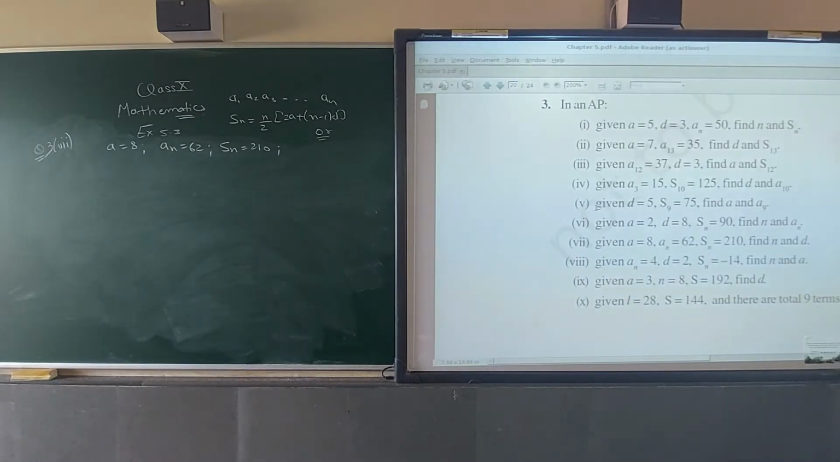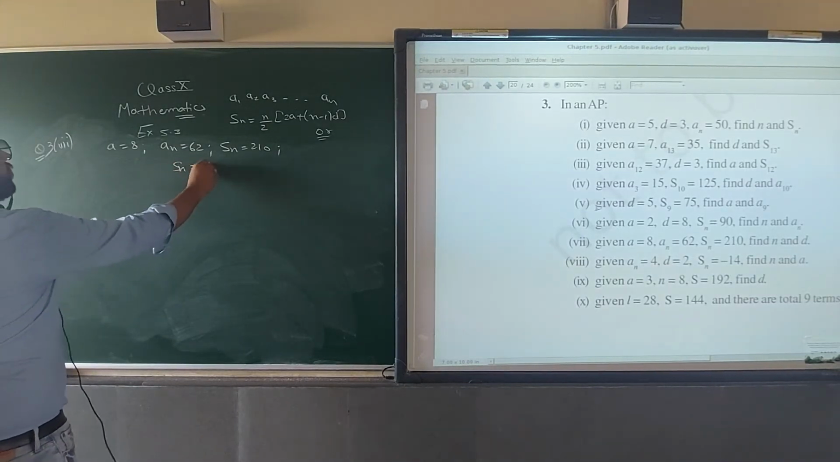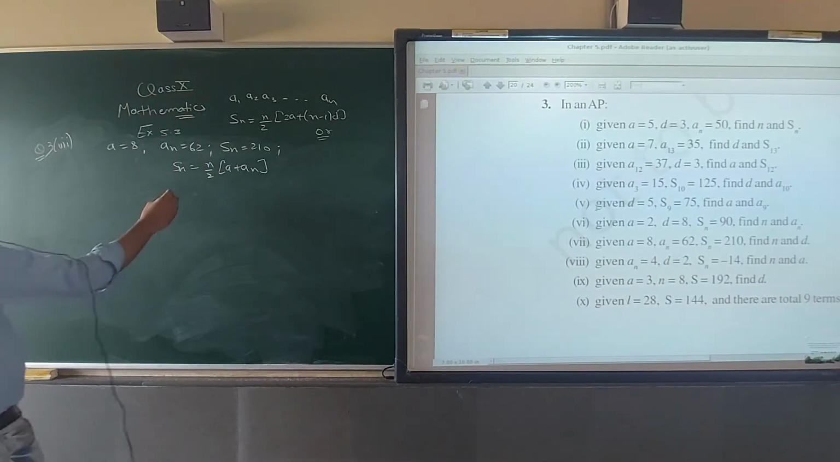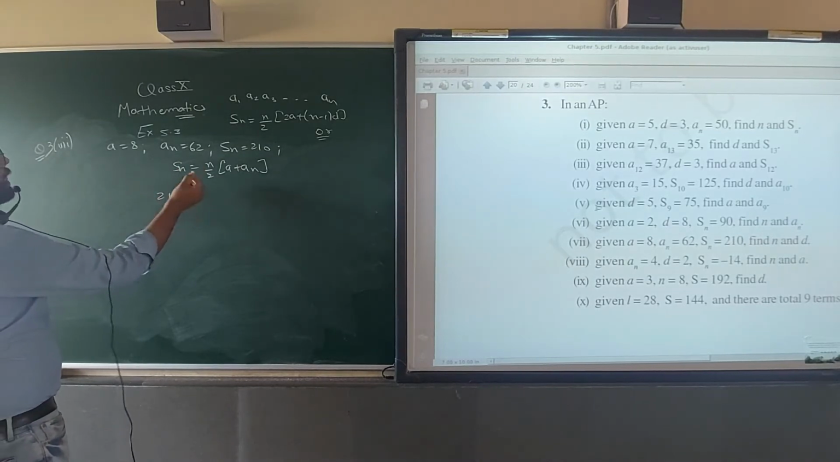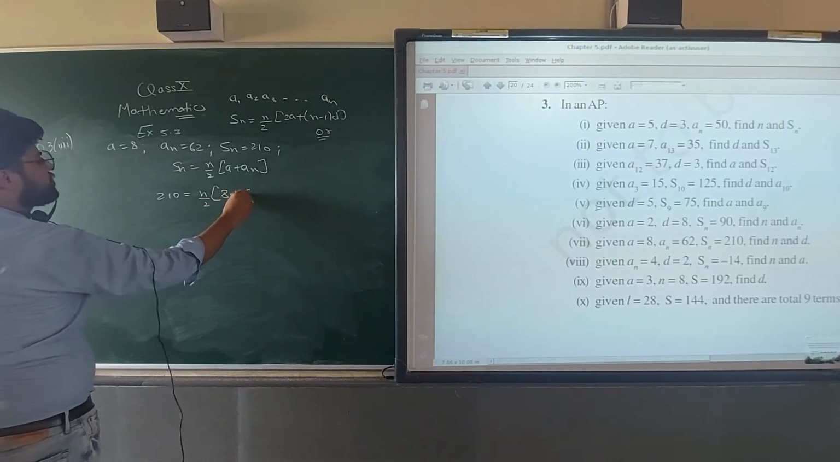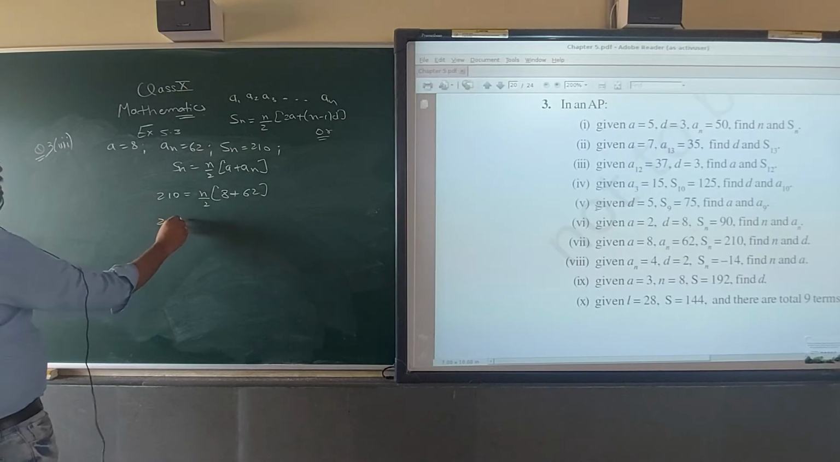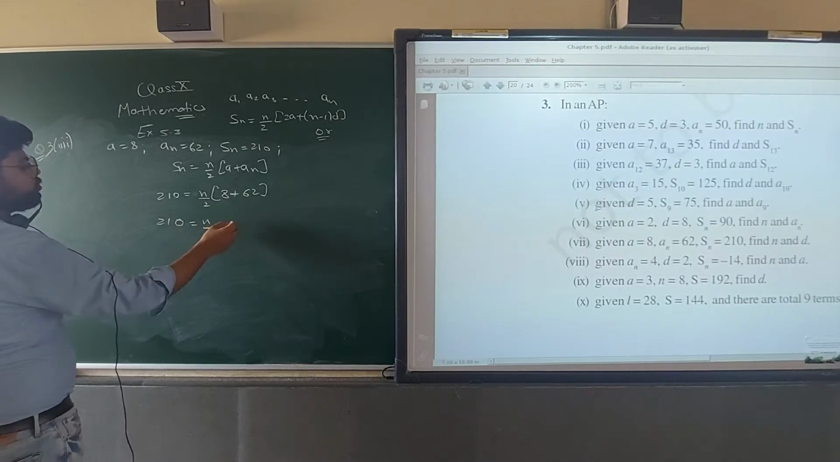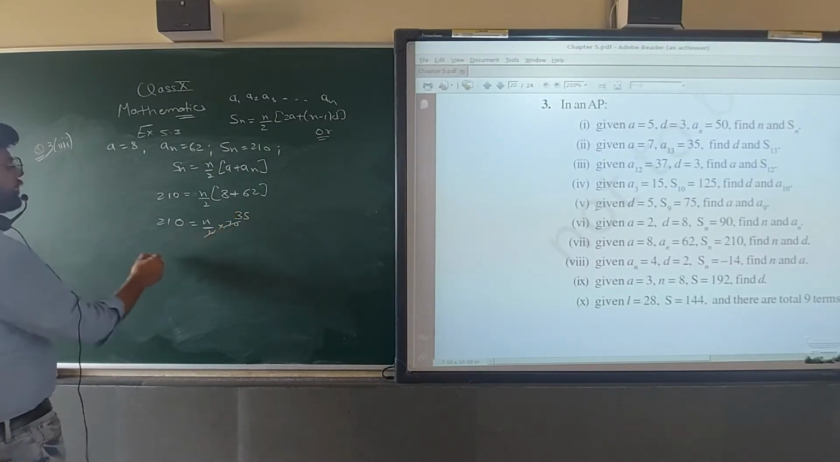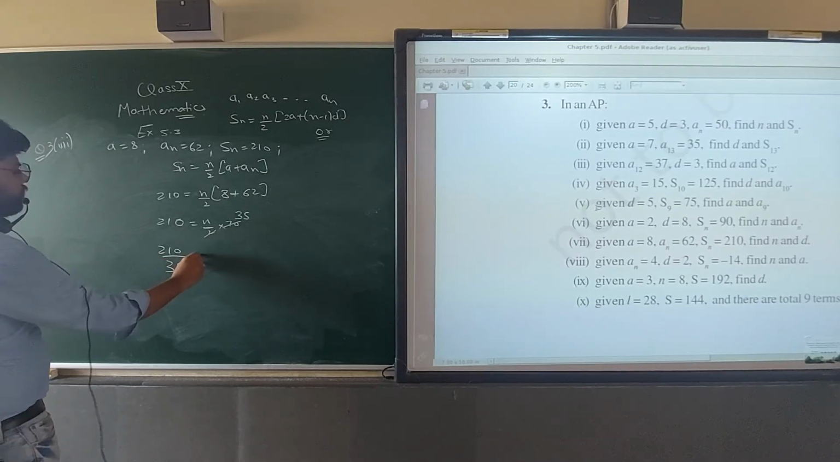Now back to the question. Okay, now a value is 8, an is 62. Now we put the formula of Sn. Sn formula is which one? n by 2 into (a plus an), that one. Okay, now Sn value is 210, n value we don't know. a value is 8, an value is 62. Now I think this is the easiest question. 210 equals n by 2 into (62 plus 8), 70. 2 divided into 70 is 35. Now 35 divided into 210 will be the value of n.